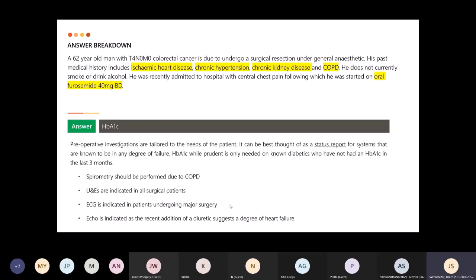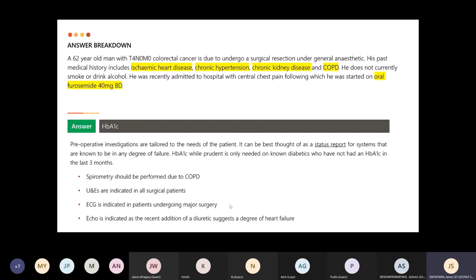Spirometry, we have to do it because this guy has COPD. U's and E's, you need them in all patients. An ECG is indicated in patients undergoing major surgery, just in case they have an asymptomatic arrhythmia, which can happen, or prolonged QT syndrome. An echo is indicated because he's probably had a heart attack and now has heart failure, because he's on furosemide.